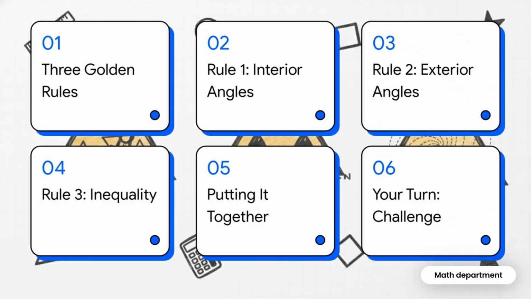Here is our roadmap for today's explainer. First, the 3 golden rules. Then we'll break down Rule 1, interior angles, Rule 2, exterior angles, and Rule 3, triangle inequality. After that, we've got practice putting it together, and we'll finish up with your turn, final challenge. All right, let's dive in.